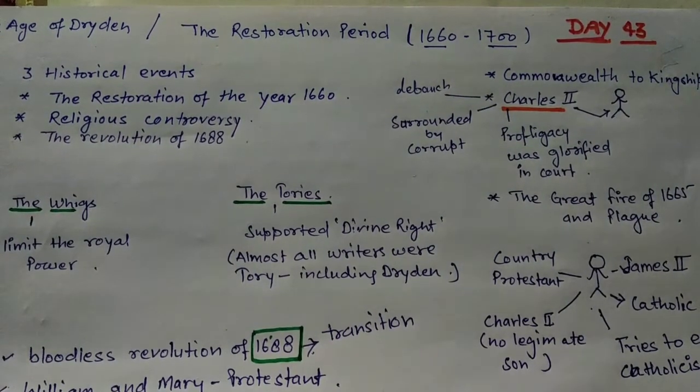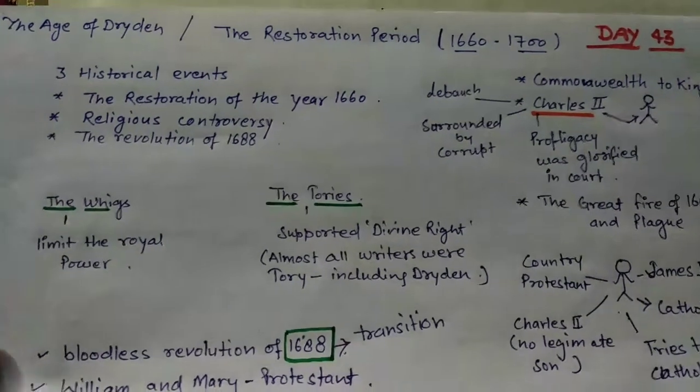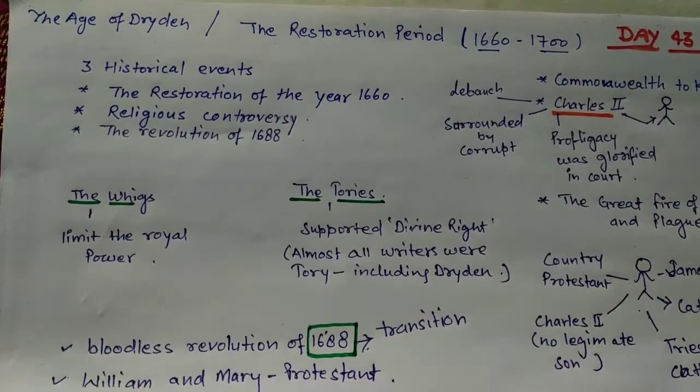Today is day 43 for History of English Literature. And the topic for the day is the age of Dryden, the Restoration Period. The year between 1660 to 1700. The time period was in between these two dates.